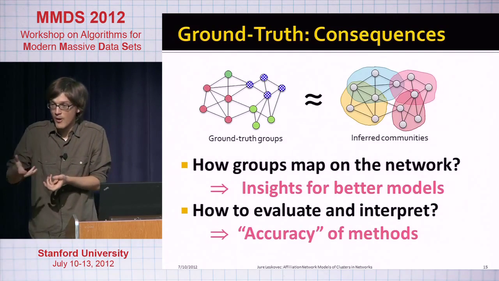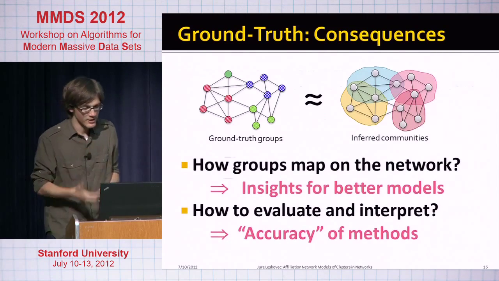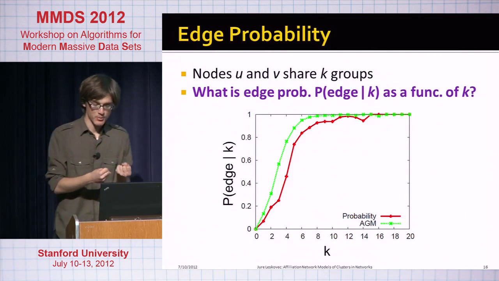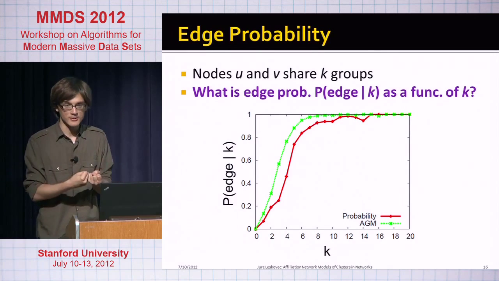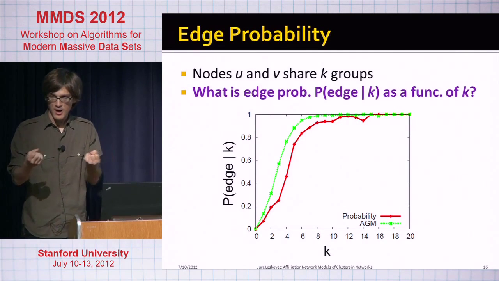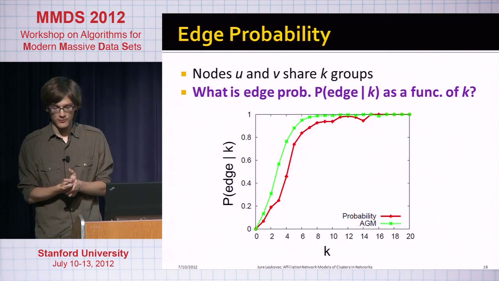How well do those clusters correspond to my ground truth labels? Here is the first basic thing that we did: just asking what is the probability that a pair of nodes is connected given how many groups they share in common. So for every pair of nodes, I ask how many groups do you share in common, and what is your probability of linking?